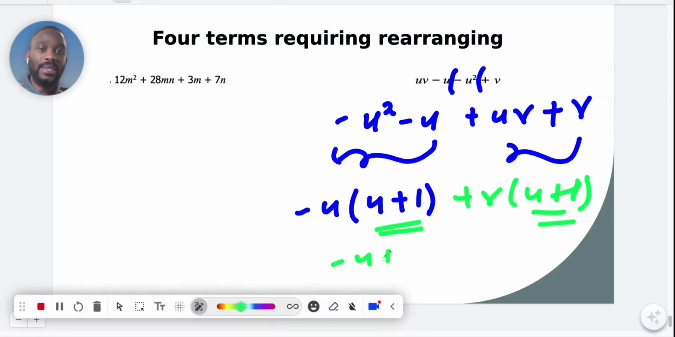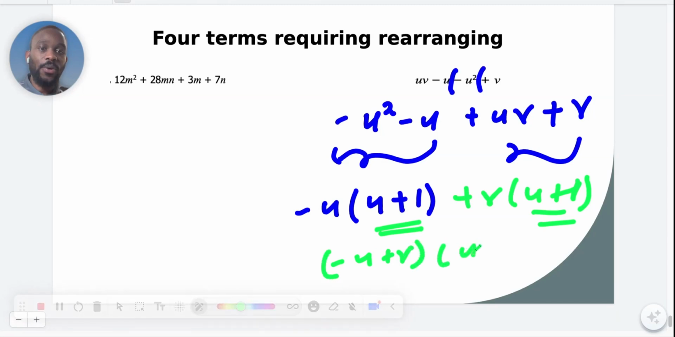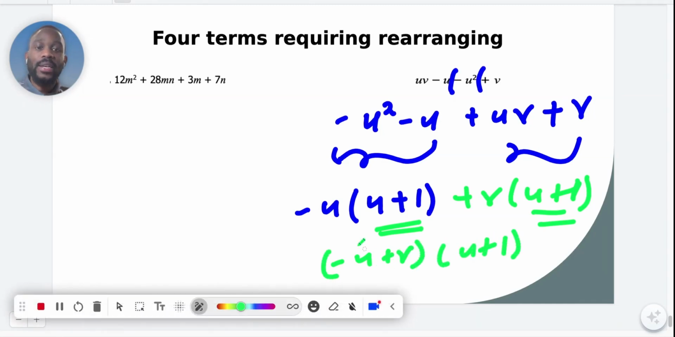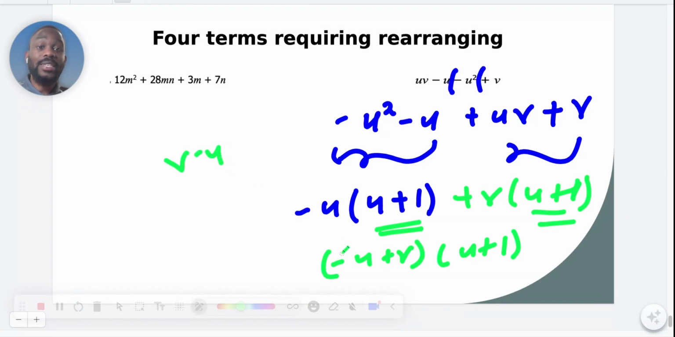So minus u plus v into bracket u plus 1. Mind you, another person can write this term as v minus u. It's still the same thing. That will be what your answer will look like.